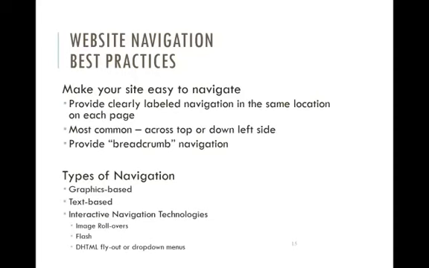So some of the best practices when it comes to website navigation is to make sure that it's easy to navigate. We do this by providing clearly labeled navigation in the same location on each page. The most common technique is either across the top of the page or down the left side. We also want to provide what's called breadcrumb navigation, which means that they can click on links back and forth on the way that they've gone down into the navigation to understand where they've come from. There's 3 types of navigation: graphics, text, or interactive.